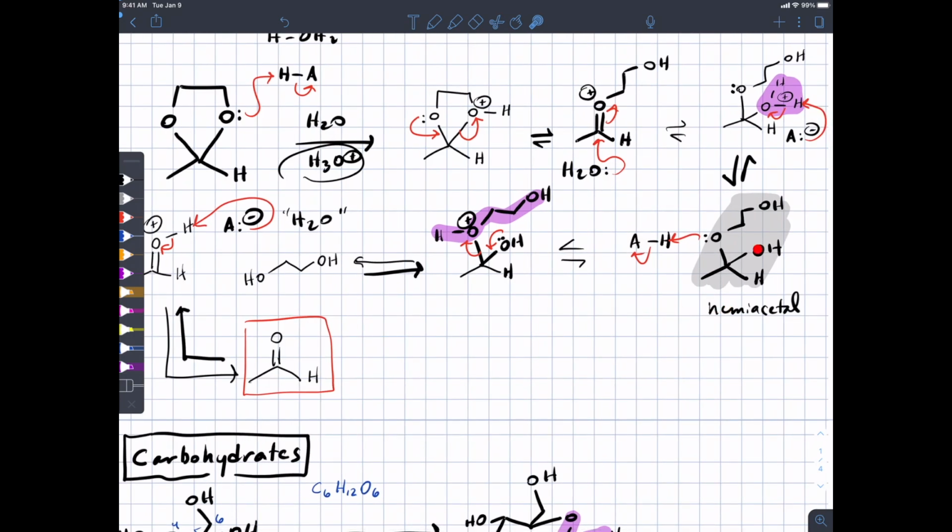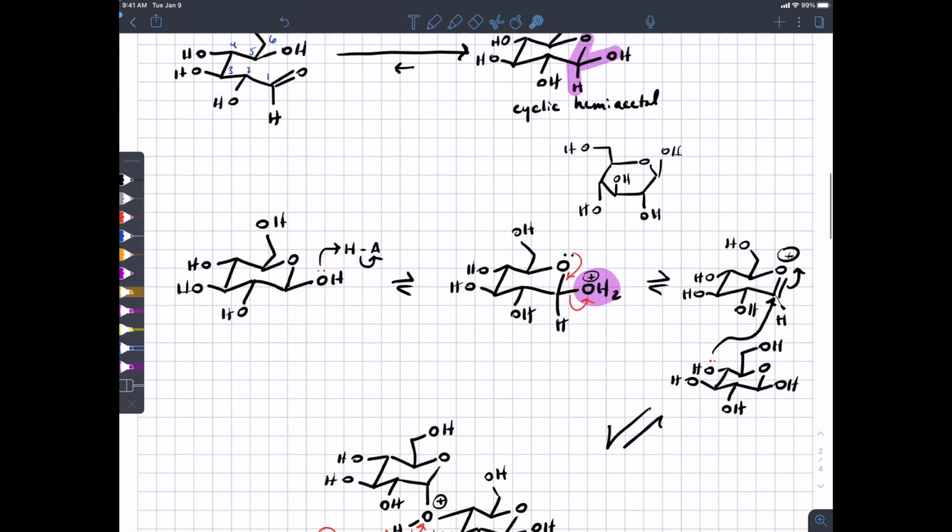Then you would trade who's the good leaving group by protonating this oxygen, turning it into water, and these electrons would kick down and kick off water to give you this oxonium ion, whereupon this other OH group would attack the carbonyl carbon, now in an intramolecular fashion. That's a 1, 2, 3, 4, 5 membered ring, to give you this intermediate, and then you'd get to the acetal by simply removing that proton. So that's the process. Yep. Okay, what else?